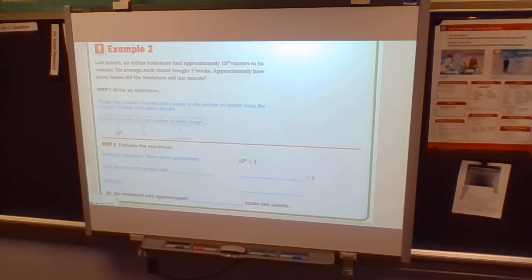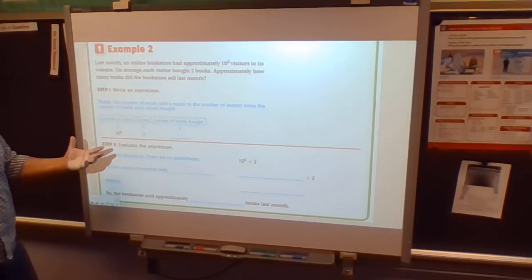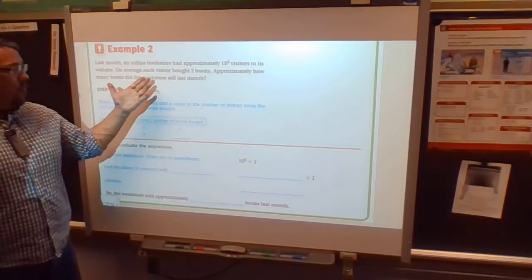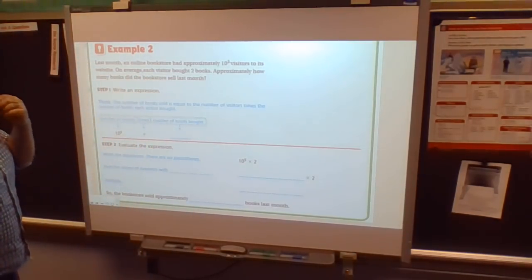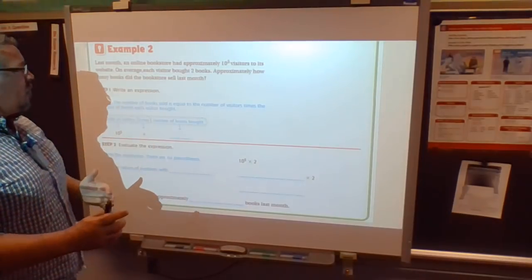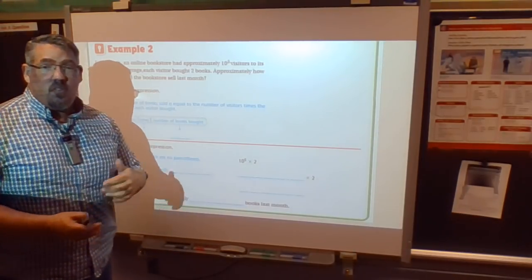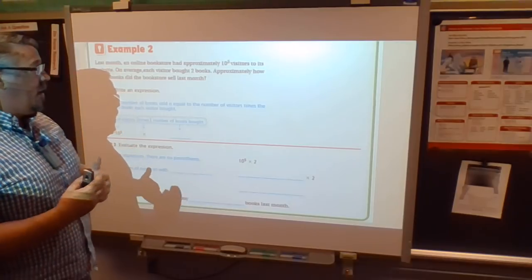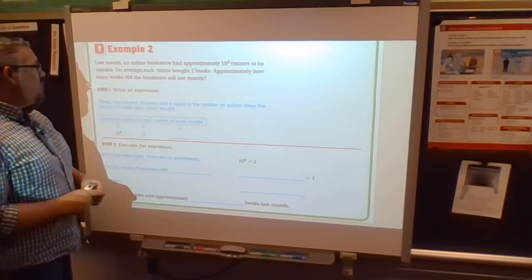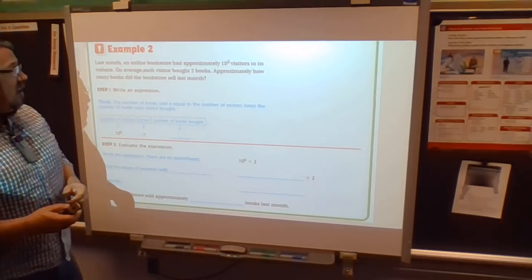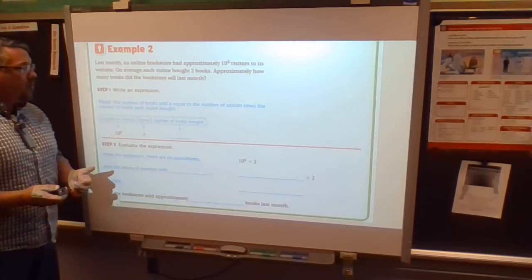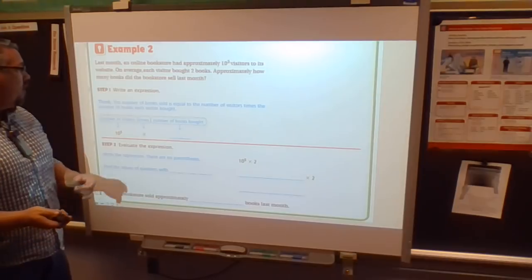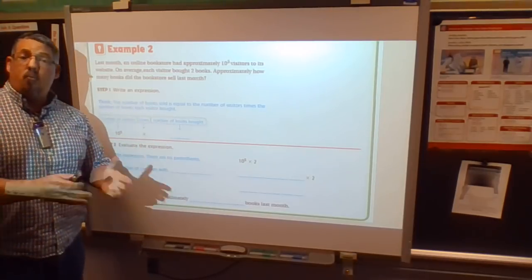All right, so when we look at these then, now it says, well, we're going to use this story problem, we're going to figure out what the expression should be. All right, so it says, last month, an online bookstore had approximately 10 to the 5th power, or 10 with an exponent of 5, visitors to its website. On average, each visitor bought 2 books. Approximately, how many books did the bookstore sell last month? Write an expression. So that's where we have to start.